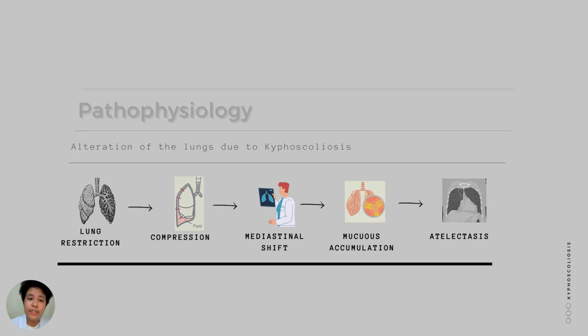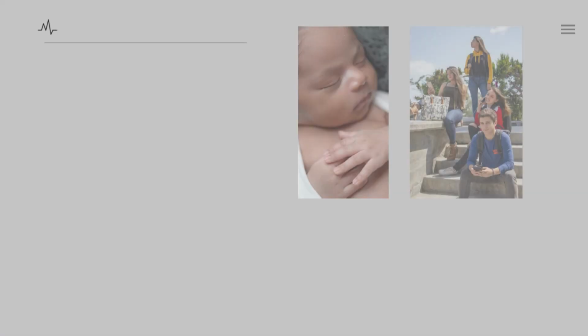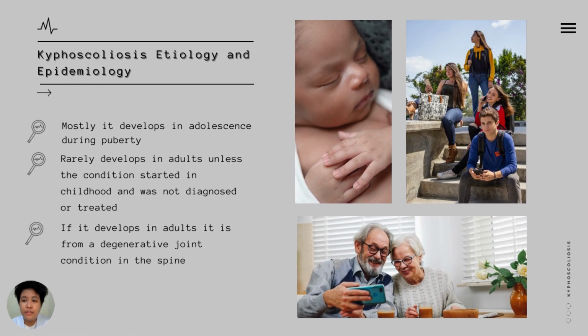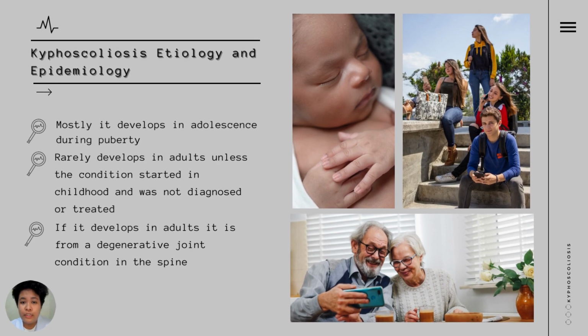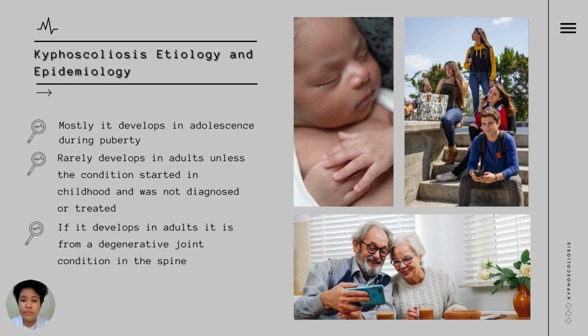Now let's move on to etiology and epidemiology. This mostly occurs in adolescents during puberty. For example, males have a longer body than females. That is why the hips of females are higher and those of males are lower.